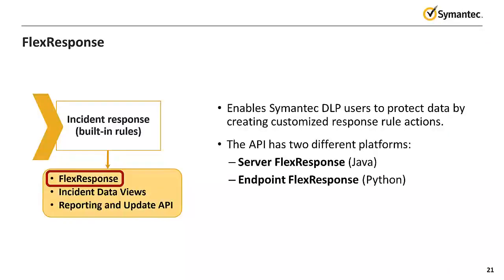The FlexResponse Application Programming Interface, or API, provides a flexible platform to perform customized actions during incident remediation after the content extraction and detection processes. It enables Symantec DLP users to protect data by creating customized response rule actions through FlexResponse plugins. Independent developers and vendors can write FlexResponse plugins to perform custom incident remediation using this API and the appropriate programming language. This API has two different platforms, Server FlexResponse and Endpoint FlexResponse.